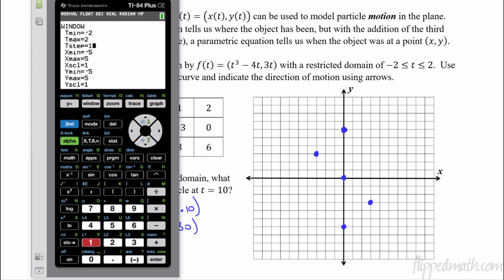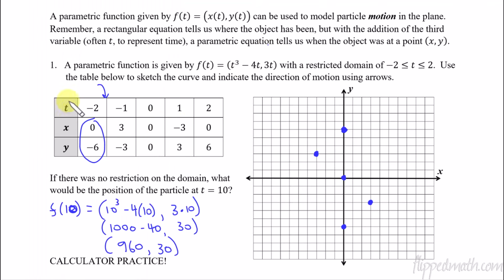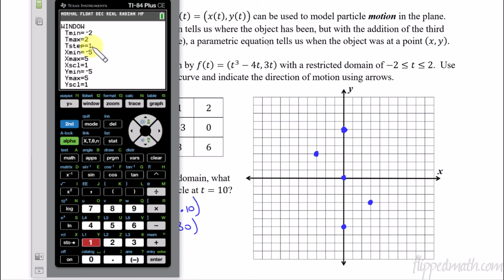So if I wanted it to look just like my table, my table increased, let me show you here. My table increased by t-values of 1. It went from -2, -1, 0, 1, 2. So on the calculator, that's how I would represent exactly what my table looks like. Now the x and the y min, that's just how far left, how far right we want to go. So if I made it go to -10, then it would be just like our graph here that we have on the notes. And then the y min, I could do -10 as well to +10.